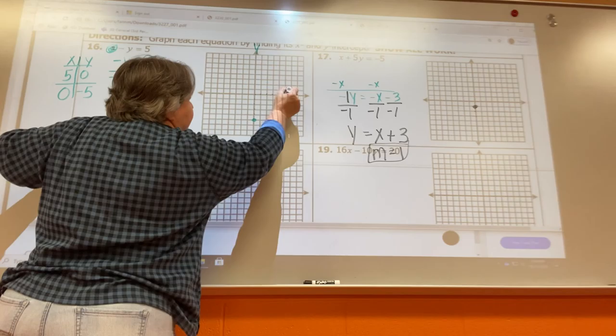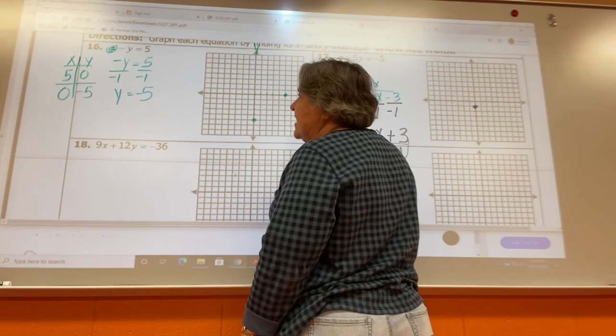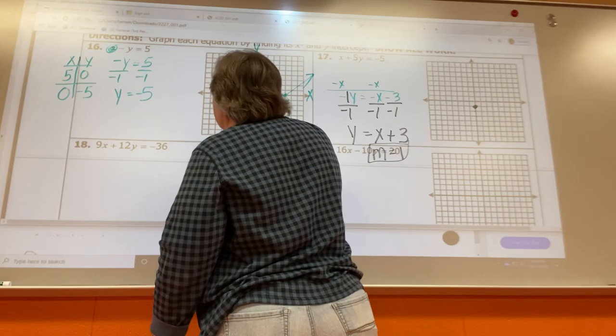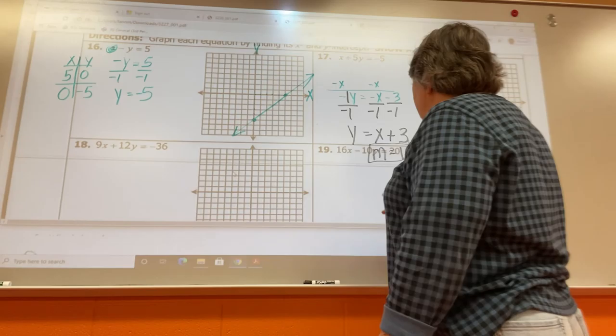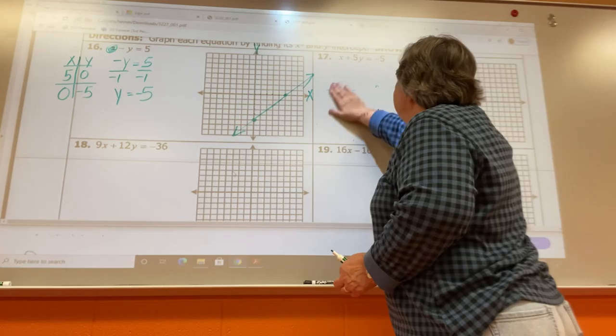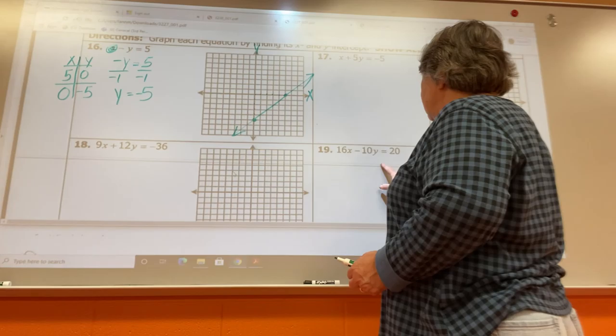Okay, you should be able to do the rest of these on your own. This one, when you subtract x and you subtract x, you have negative y equals negative x minus 3. You can't solve for negative y. So what do you divide by? What is the coefficient of y here? Well, it's understood to be negative 1.